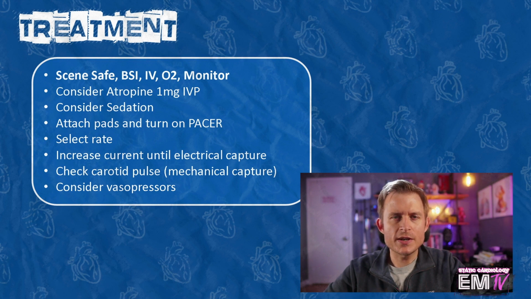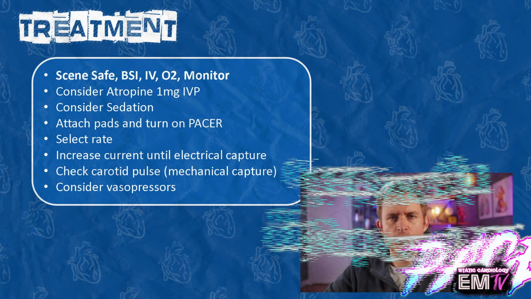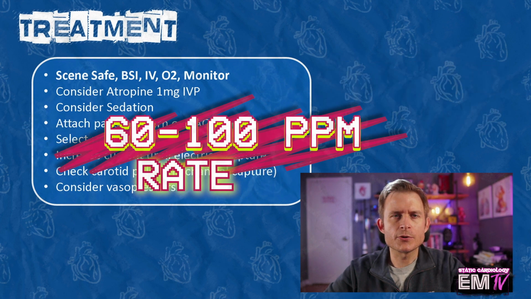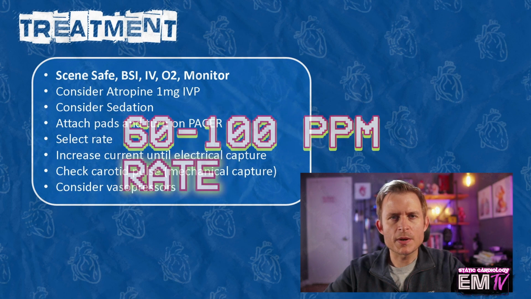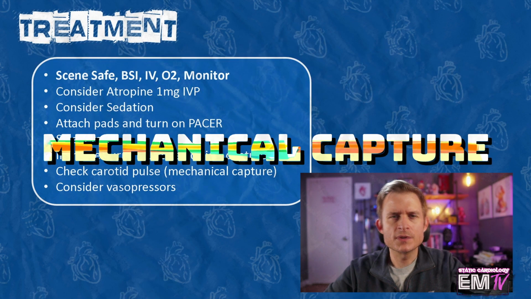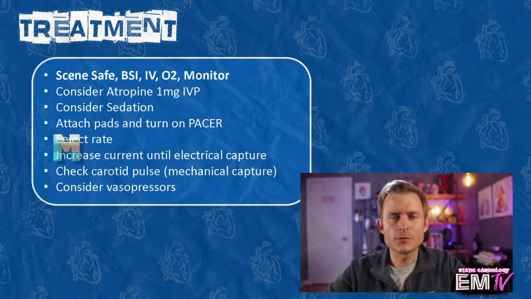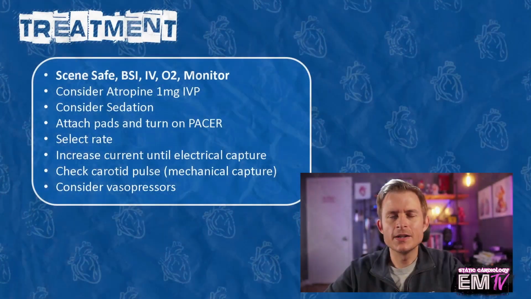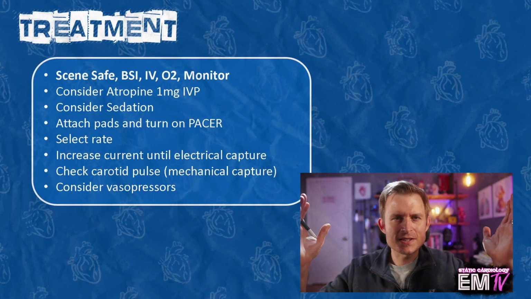As my patient is awake, I'll consider sedation with the appropriate sedative medication, and then I'll attach the pads to the patient's chest and turn on the pacer. I'll select a rate of anywhere between 60 and 100 ppm, and then I'll increase my milliamperage until I achieve electrical capture, and then I'll check a carotid pulse, assuring mechanical capture. For additional blood pressure management, I may consider the administration of a vasopressor, such as a dopamine or norepinephrine infusion. And finally, rapid transport. And that's it!